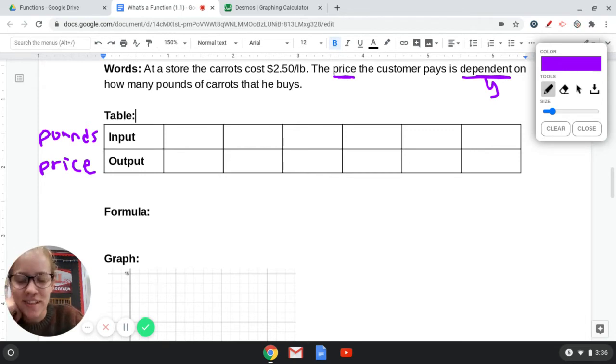Can't be negative. Can't buy negative pounds of carrots. That would be like you giving the store carrots. And I don't know, maybe some of you farm carrots, but that would actually be pretty cool. I would buy some carrots from you. Anyways, so input.